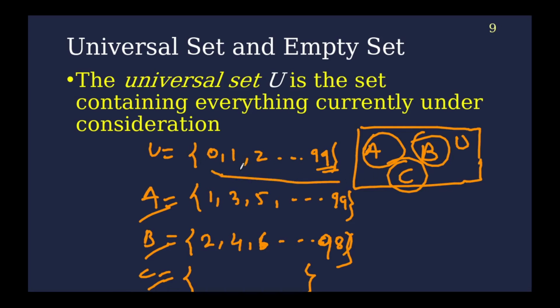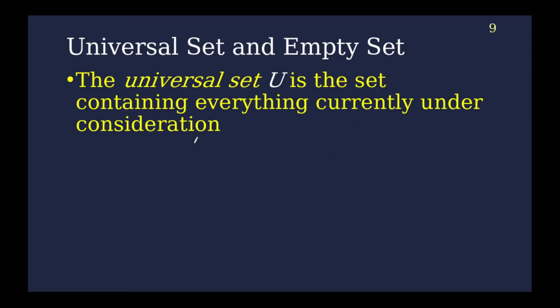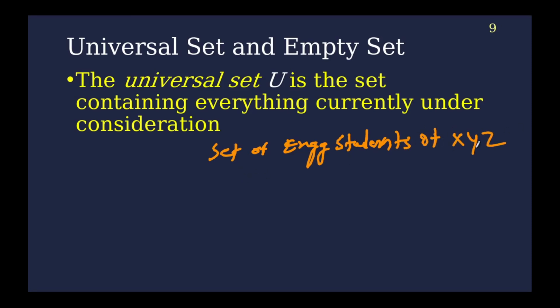Or another example, say the set of engineering students of college XYZ. So here, what will be the other sets that we can define? The set of IT students of XYZ, mechanical students of XYZ, where the students of XYZ is said to be the universal set.